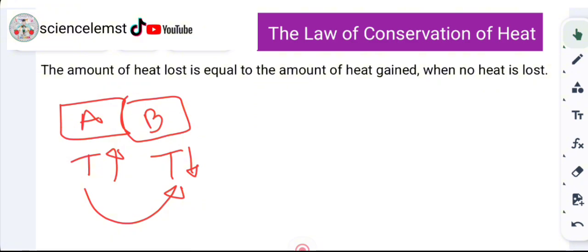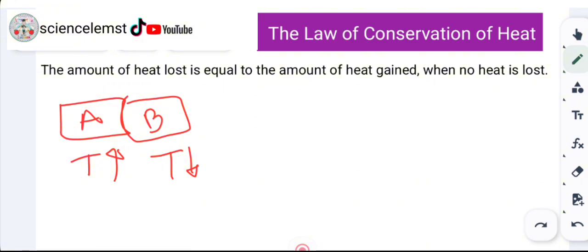So object A is no longer going to be transferring energy to object B, and object B will no longer be absorbing heat from object A. Once thermal equilibrium is reached, object A is no longer going to transfer heat to object B, and object B is no longer going to be absorbing heat from object A.